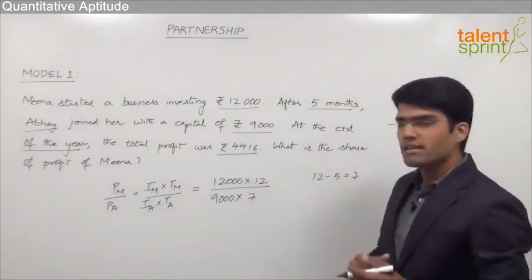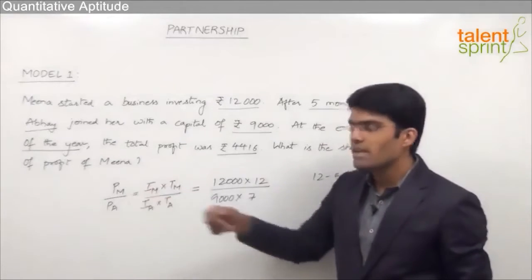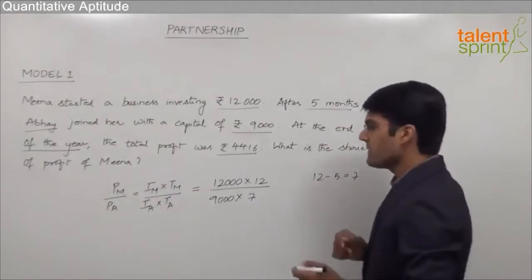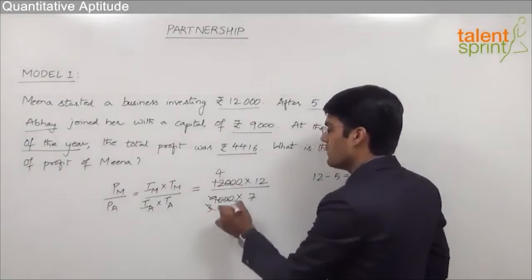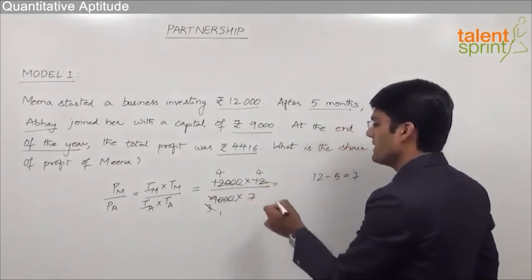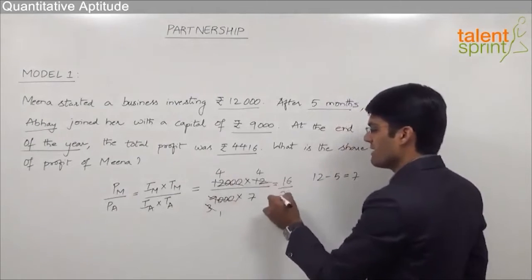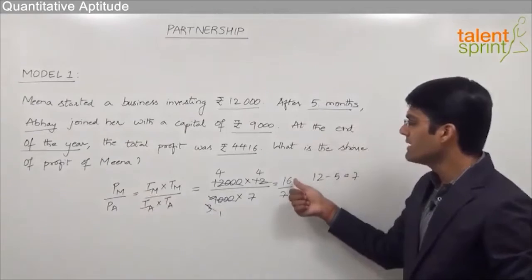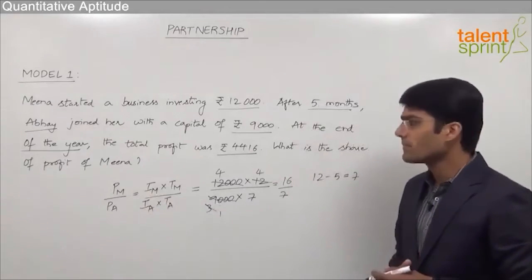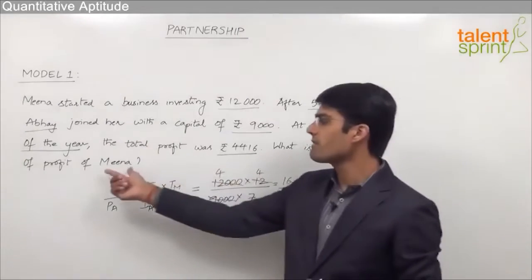So this will give us the ratio of profits between Meena and Abhay. By simplifying this, we get 3 into 3, 3 into 4, and again 3 ones and 3 fours. So this ratio can be taken as 4 into 4, 16 by 7. So very clearly the profit of Meena is to profit of Abhay is in the ratio 16 is to 7. And we are supposed to find out the share of Meena.